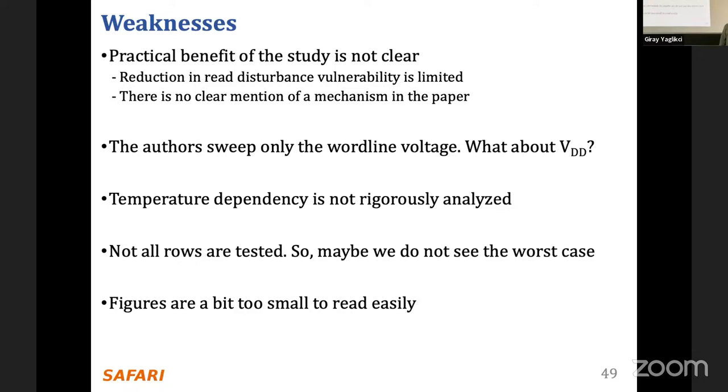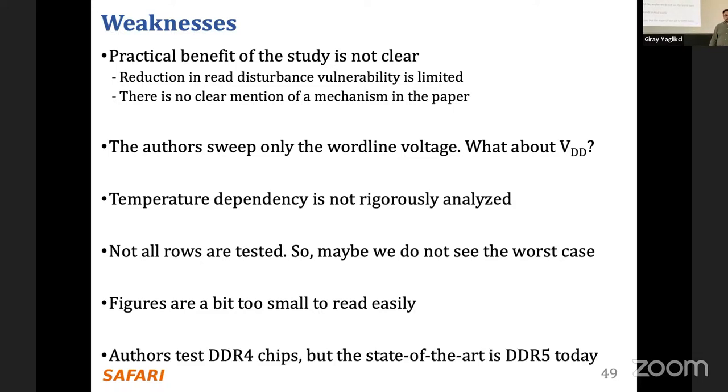And yeah, I'm not proud of this. Figures are a bit too small. It's really hard to read some of them. And the authors test DDR4 chips, but the state of the art is DDR5 today. And it was, I guess, not back then. DDR5 was very recent. But today, I guess we can still say that it's quite recent, because there are no FPGA boards that we can plug DDR5 chips into and program the DRAM controller to test DDR5 chips. So it's some infrastructure limitation.